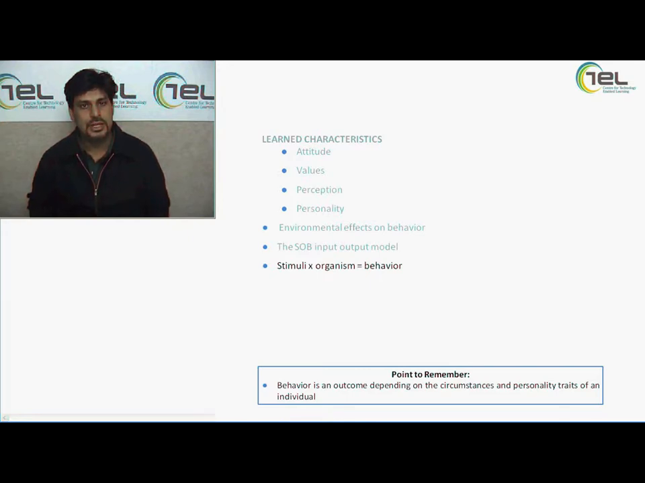Similarly, stimuli go into the organism. Organism is the individual. So any effect of the environment on an individual gives out the behavior pattern which that individual gives. If it is something bad, the behavior is negative. If it is something positive, the behavior is nicer and positive. So that is what we call the SOB input-output model, where we are saying behavior is an outcome of what is input into an individual. Whatever input goes in, the type of product or the type of behavior comes out.